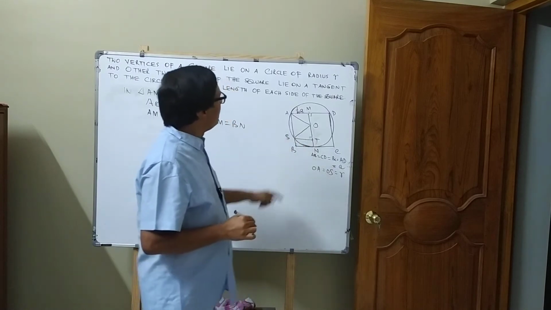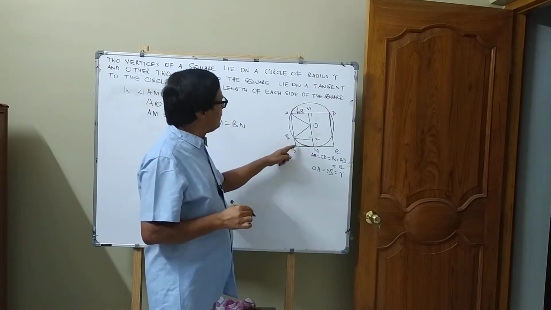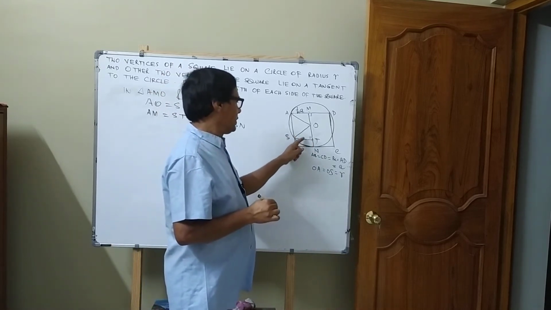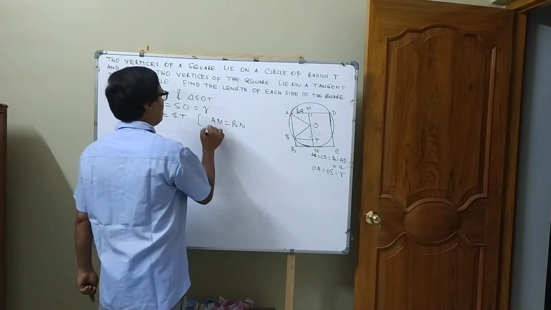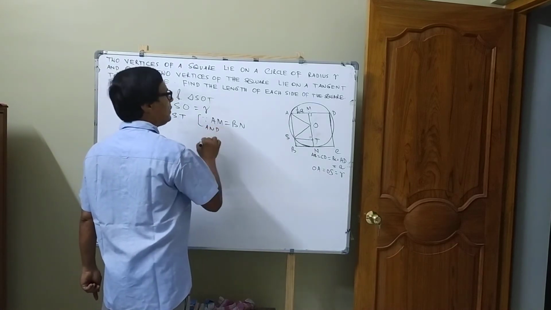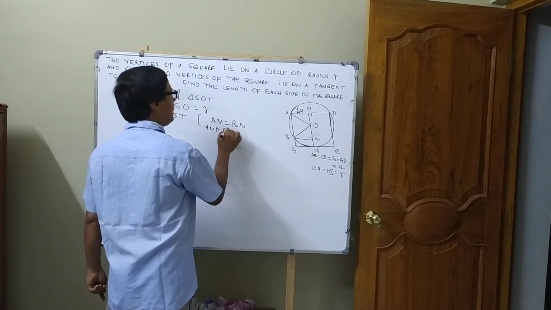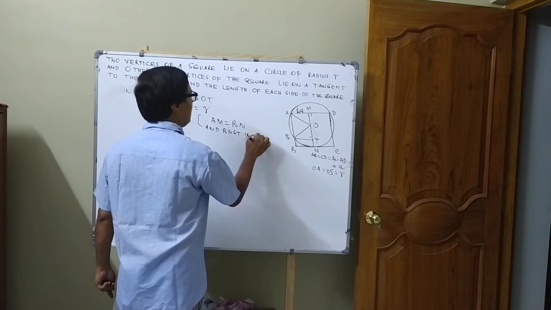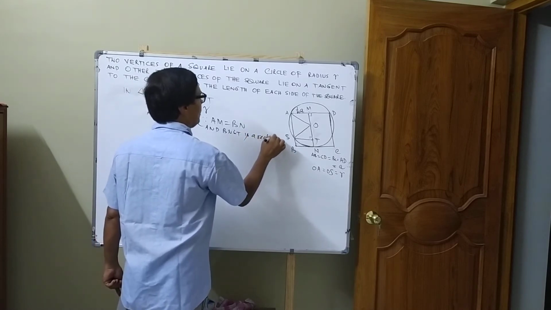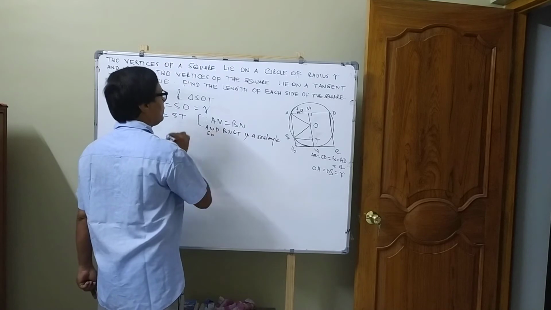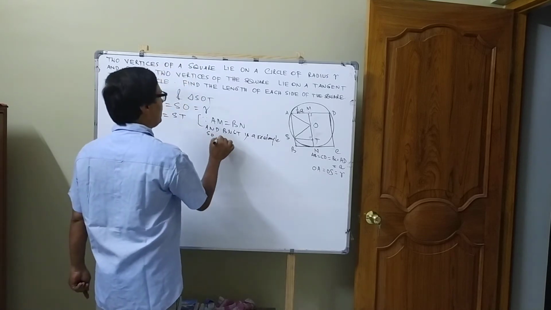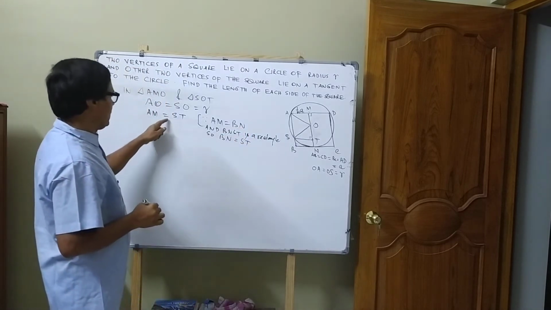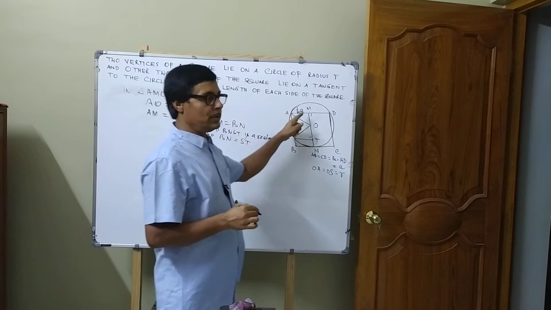We can also easily verify that SBNT is also a rectangle. So BN equals ST. So we can say that AM equals ST.